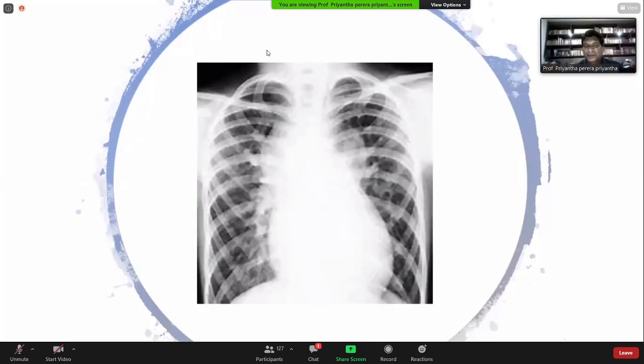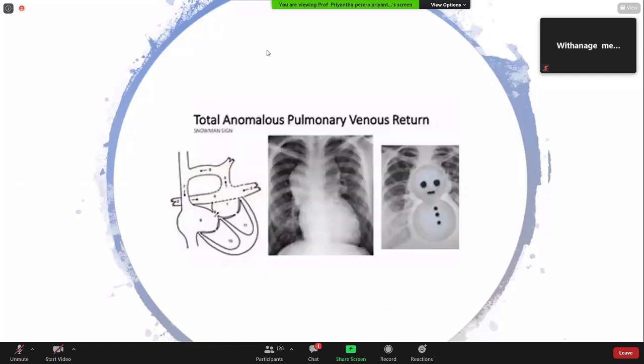What does the heart look like? Doesn't the heart look like a number? Doesn't it look like an eight? Right? Or like a snowman? That is called figure of 8. Heart, a figure of 8 or snowman appearance.